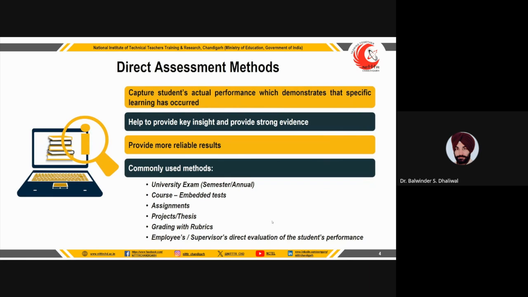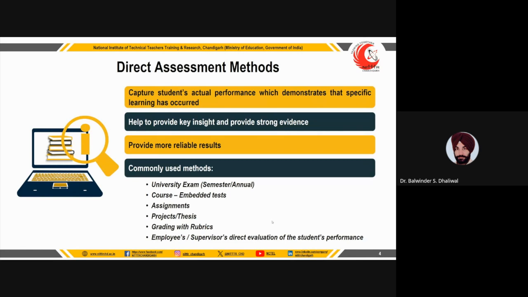When we talk of CO-PO attainment, first is assessment tools. We have two kinds of assessment tools. One category is called direct assessment methods, and the second is indirect assessment methods. In direct assessment methods, we use those tools which capture students' actual performance, which demonstrates that specific learning has occurred. These provide key insights and strong evidence of the assessment, so they are considered reliable tools, and we say they provide reliable results.